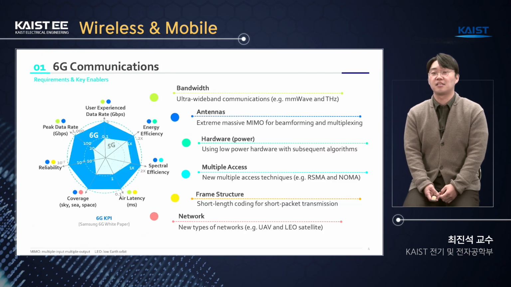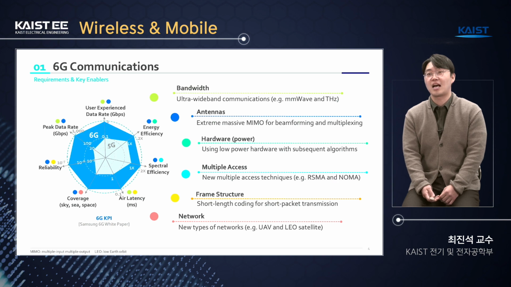6G communication has various requirements to be a key communication network. And here are some key enablers as well. So first, 6G communication needs a very high data rate, efficiency, very low latency, high coverage, and high reliability, and so on. To achieve those requirements, we need the following research aspects: bandwidth, antennas, hardware, multiple access techniques, new frame structure, and new network.